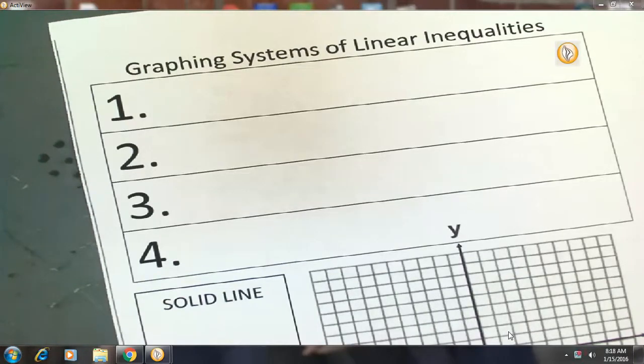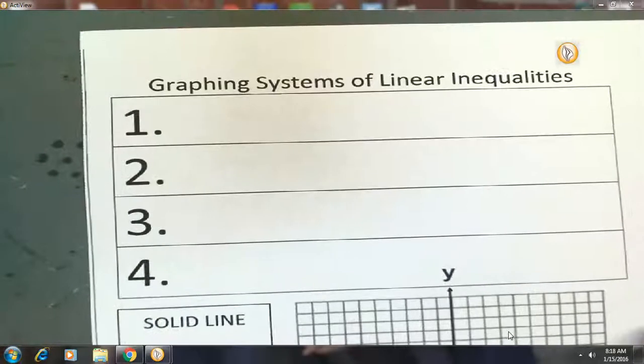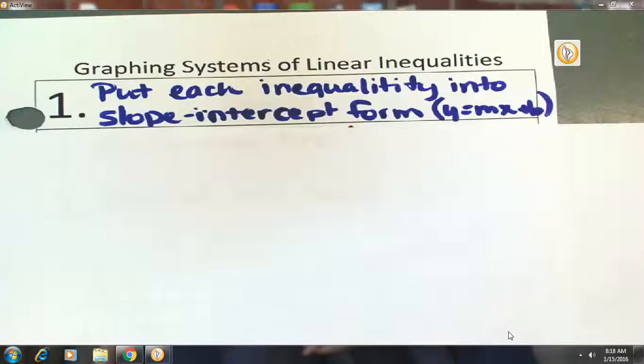So when we're looking at this paper, let's talk about the steps that we're going to have to go through. Anytime you're graphing, whether it be a linear inequality or an equation, what form do we like for our equations to be in? You got it, slope-intercept form. So in this first box, number 1, I'm going to write: put each inequality into slope-intercept form. Remember that's y equals mx plus b. We're going to be graphing today, so it's important that we have our inequalities in this form.